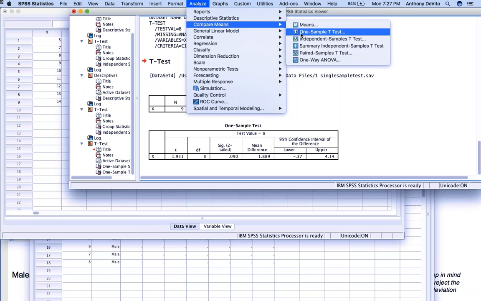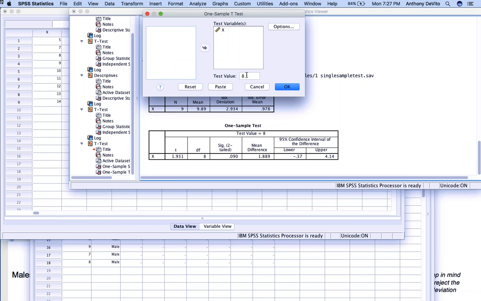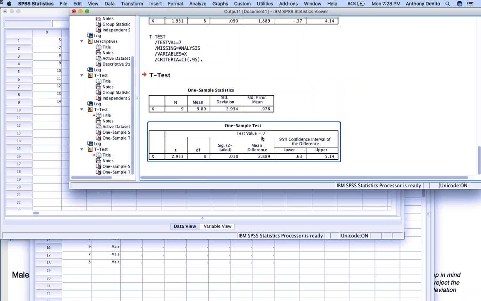Descriptive statistics, compare means, single sample t-test. Let's compare it to a population with a mean of 7. Okay, well, this time I get a t-score that's quite a bit bigger, and my p-value, my probability of being wrong if I reject my null hypothesis, is less than 0.05. So now I reject my null hypothesis. Okay? Pretty easy when you use SPSS. Just a matter of organizing the data correctly.